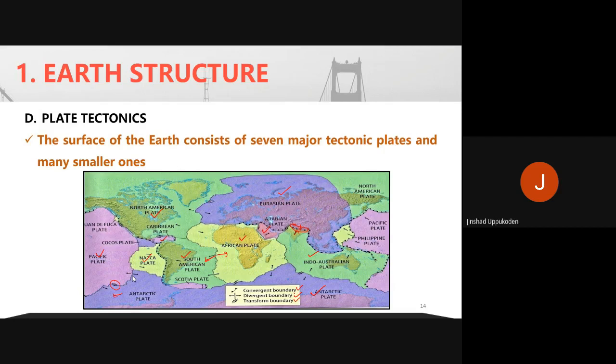So these are some of the major plates. As such, you have 7 major plates and a large number of minor plates. Okay, only a few plates are shown here. Nazca plate and Scotia plate, Caribbean plate, Arabian plate. These are some of the small subplates.